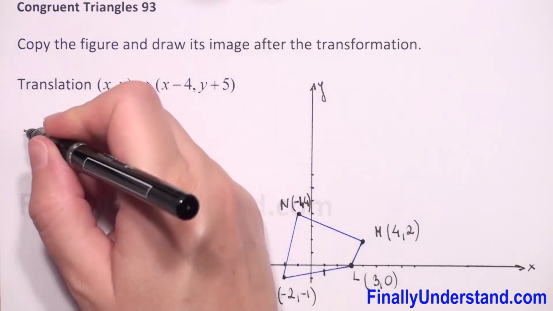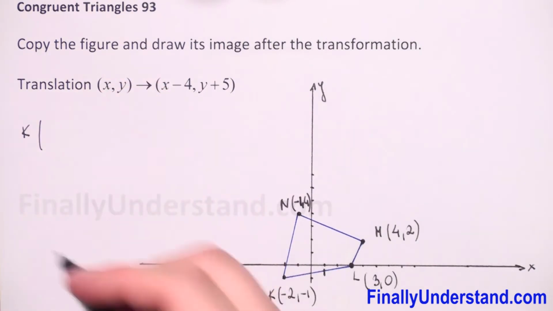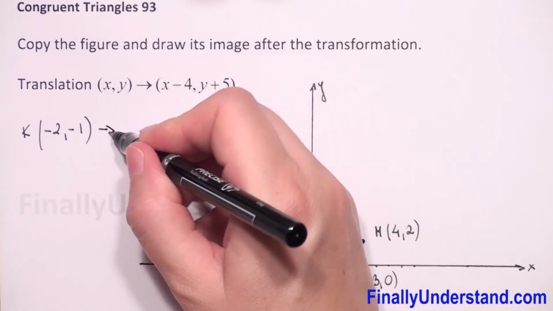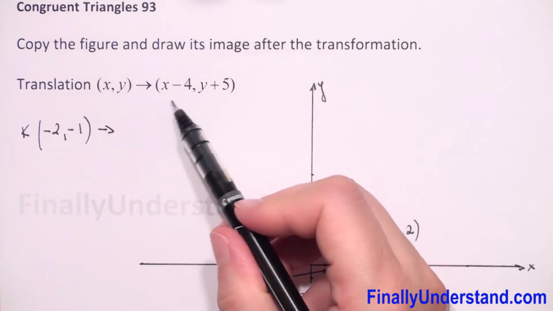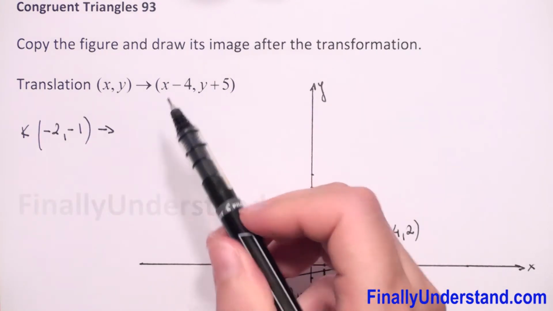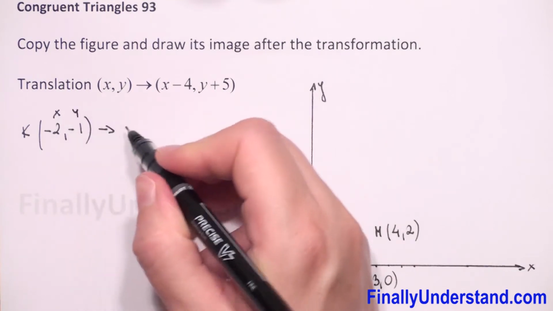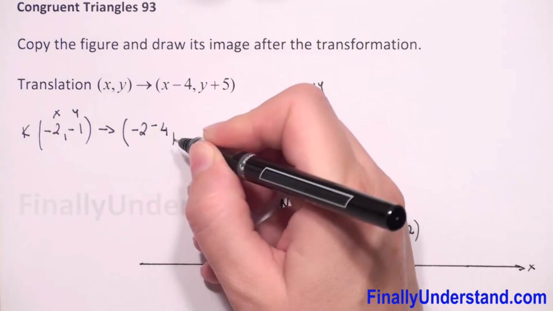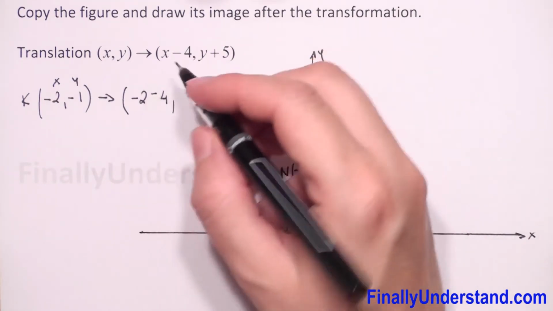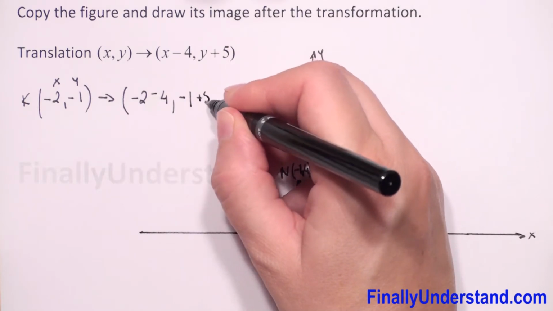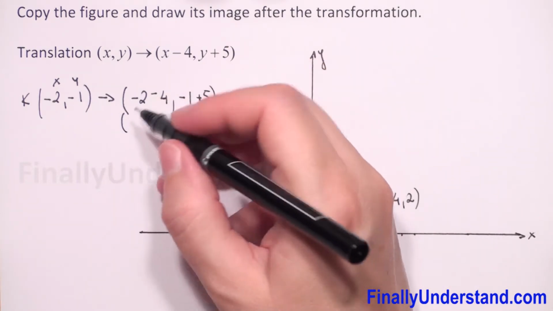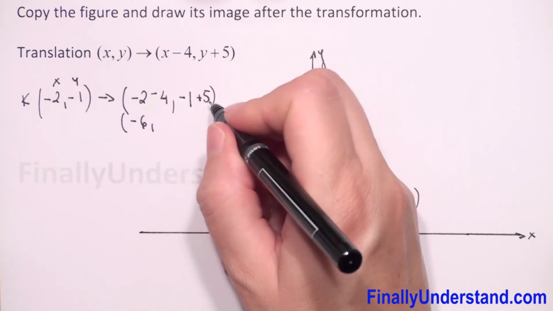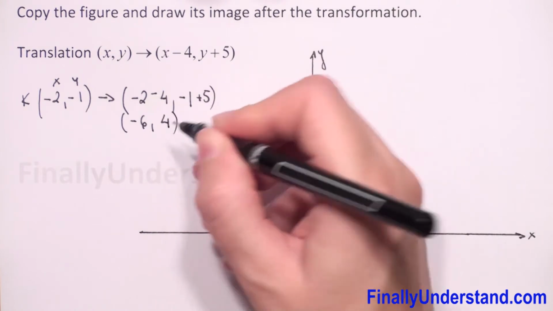We have point K with coordinates (-2, -1). So now we have to look at our notation. We have to subtract 4 from x. This is our x, y. So we have -2 minus 4, and for y it's -1 plus 5. So we have now (-6, 4), because -2 minus 4 is -6 and -1 plus 5 is 4.